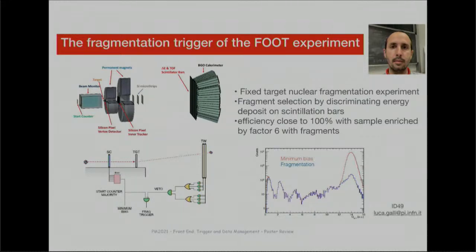So the nucleus comes from here. There is first a start counter, then you have the target, and then the nucleus either fragments or continues straight. And only 10% of the nuclei do this fragmentation, so you have to find out these instances. And usually when you get a large signal here in the central region of that second part of the detector, then you have discovered a fragmentation, and you can distinguish between the primaries and the fragmented events.